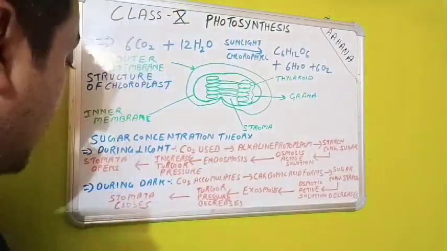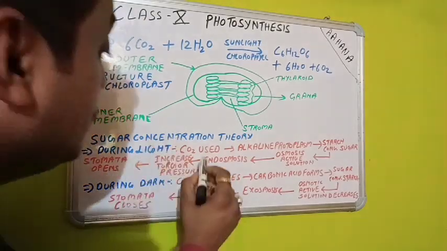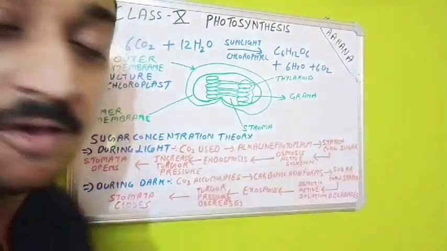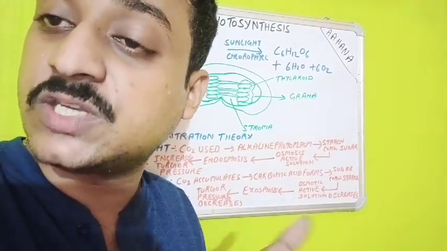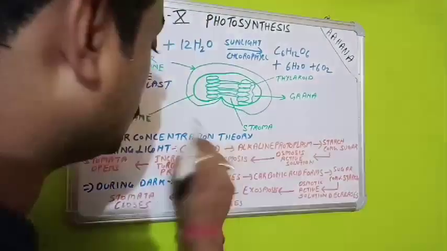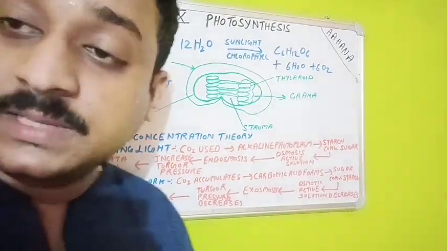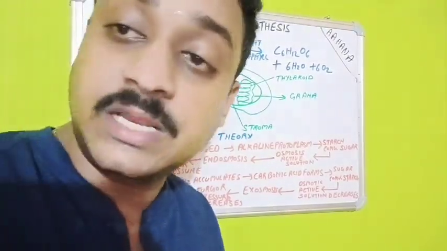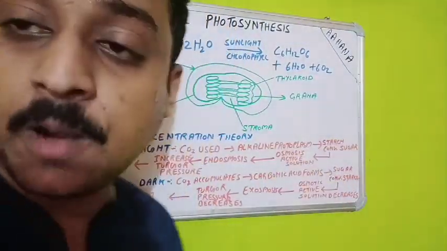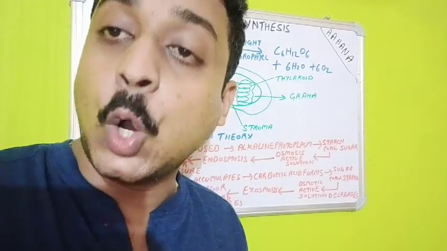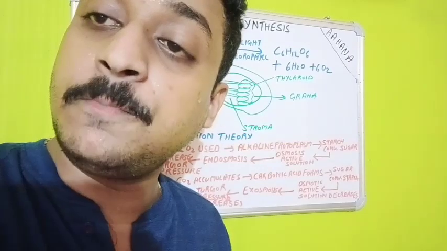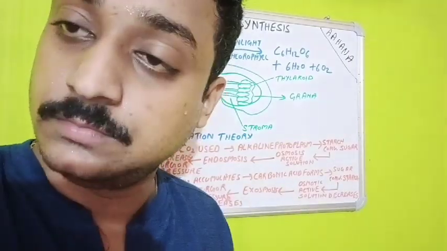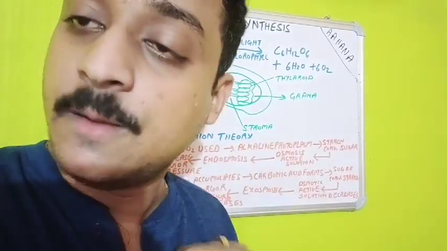Now, see what happens. During the light time, the CO2 is used. Of course, there is an abundant amount of CO2. The stomata opens, transpiration is taking place, and CO2 is also used. When the CO2 is used continuously, the protoplasm... what is protoplasm? The protoplasm means the whole content of the cell. Cytoplasm plus nucleus is called protoplasm.